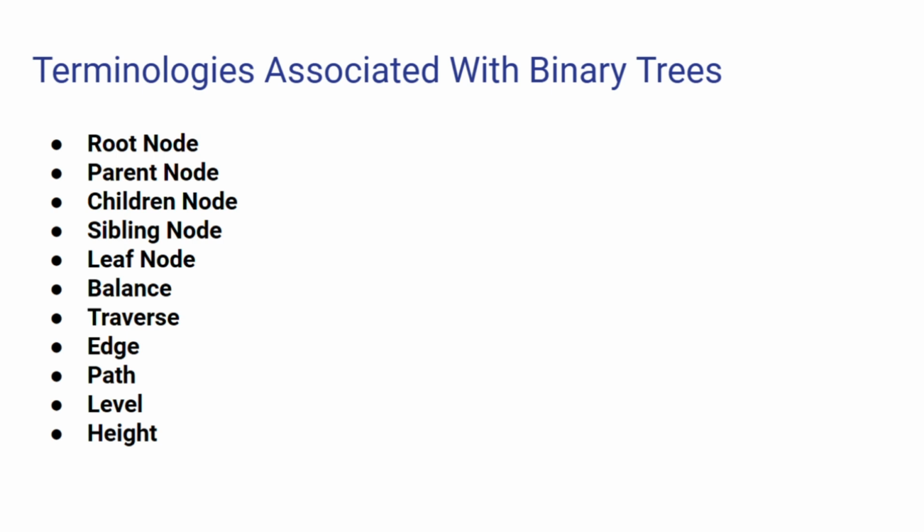Next, we have what they call balance. A tree is said to be balanced when all the leaf nodes are on the same level. We are going to talk about the term level in a tree. The next terminology we have is traverse. Whenever you hear traverse, it means moving through a tree, carrying out an operation by moving through a tree.